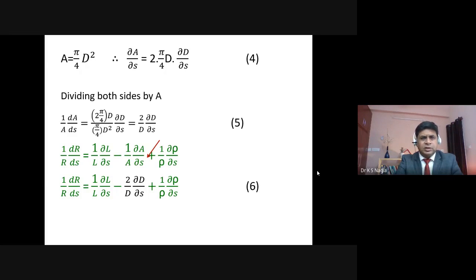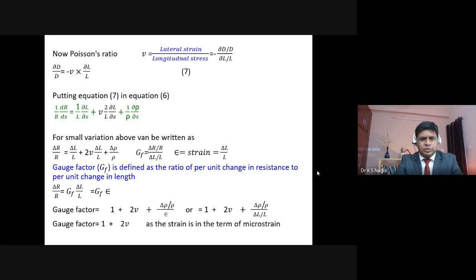These are the parameters we find if we consider the value of A equal to pi by 4 d square. We put this value in and divide both sides by A, so this equation is reduced to this one. Now we know that Poisson's ratio is equal to the lateral strain over the longitudinal strain. We further put this equation 7 into equation number 6 and, for small variations, the above equations can be written as this equation, where GF is defined as the gauge factor.